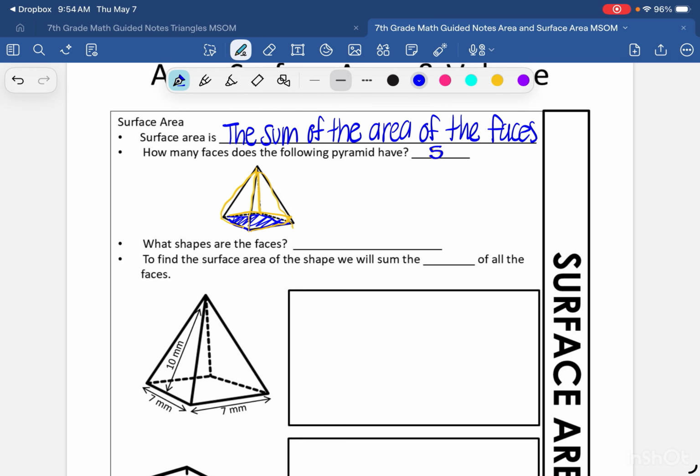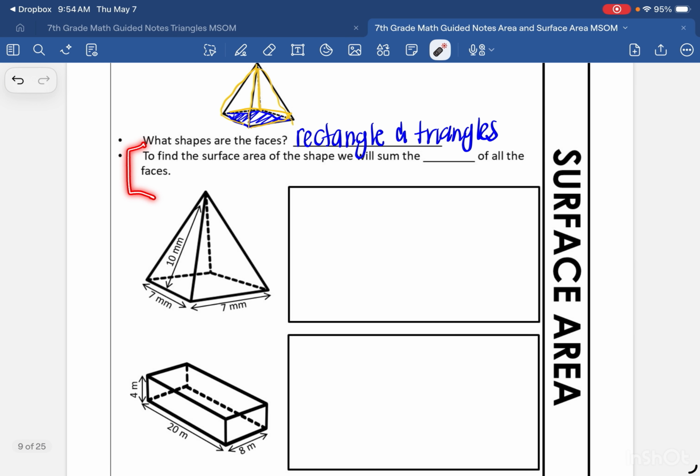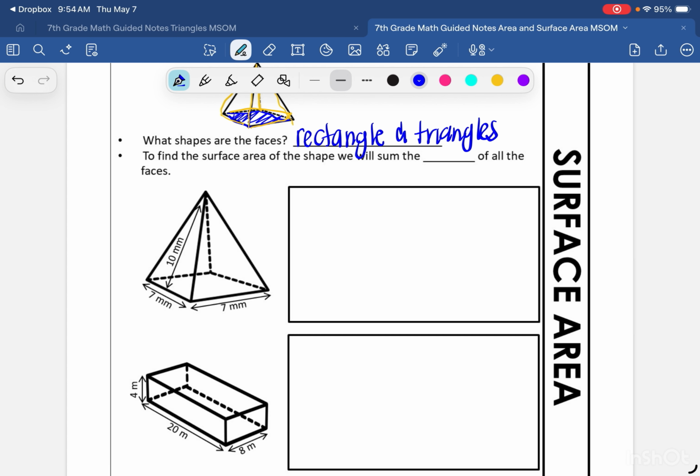What shape are the faces? Well, my base is a rectangle, and then the ones on the side are triangles. To find the surface area of the shape, we will sum the area of all the faces. So I need to get the area of all 5 faces. So let's do that now. I'm going to start with my base right here, and that has an area of 7 times 7. So that is actually a square. So 7 times 7 equals 49.